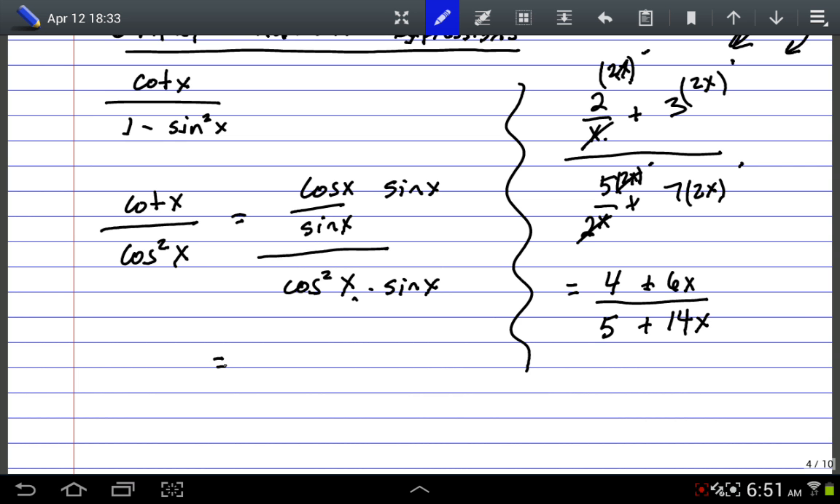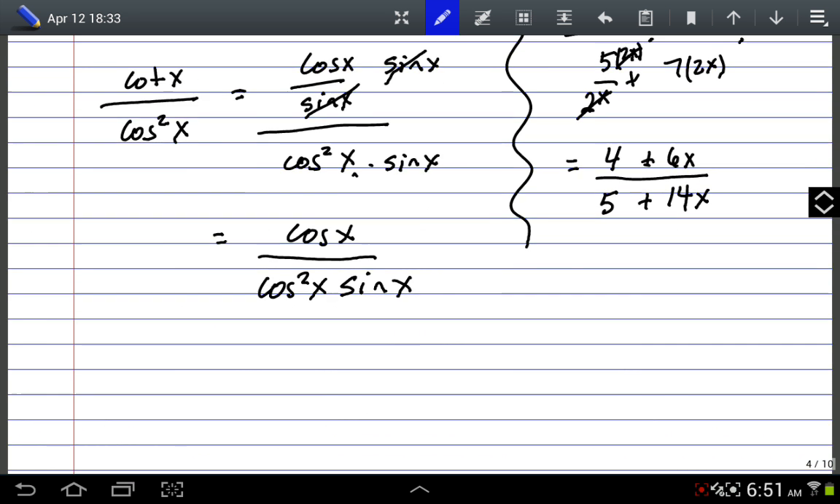Okay, now, what's going to happen in the numerator when I do that? Yeah, they'll cancel out. So that'll just leave me with cosine x over. Now, my denominator, I'll have cosine squared x times sine x. Now, let's see if y'all can figure out what to do from there.